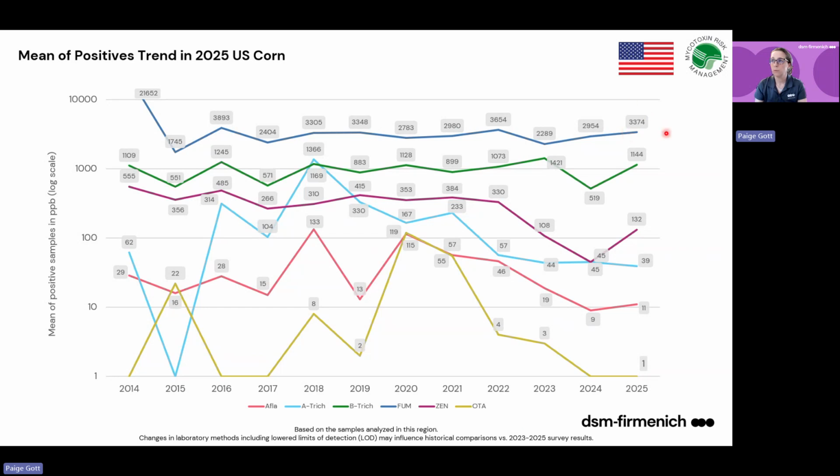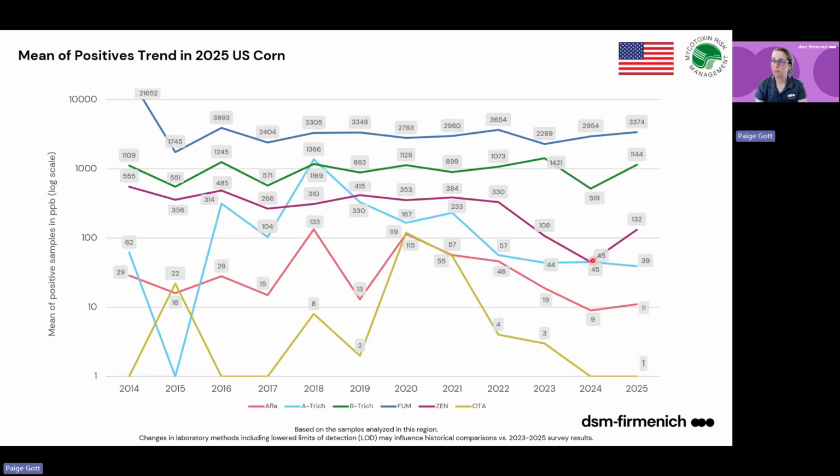This year, on average, we're seeing over 3,300 parts per billion of fumonisins, which is up from over 2,900 parts per billion last year and is the highest concentration that we've seen in the last 3 years. We also have more than double the mean concentration of type B trichothecenes this year compared to last year at over 1,100 parts per billion this year.